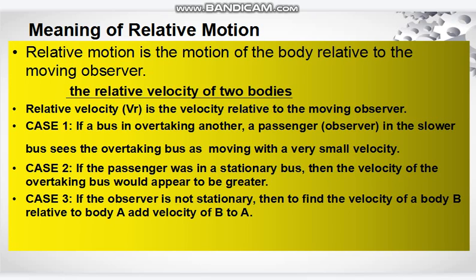Now the third case is that if the observer is not stationary, then to find the velocity of a body B relative to body A, we add the velocity of B to A. So if the observer is not stationary, talking about the example in the first case, then the velocity of body B relative to body A means that you add the velocity of B to A to know exactly how the motion of that body is.